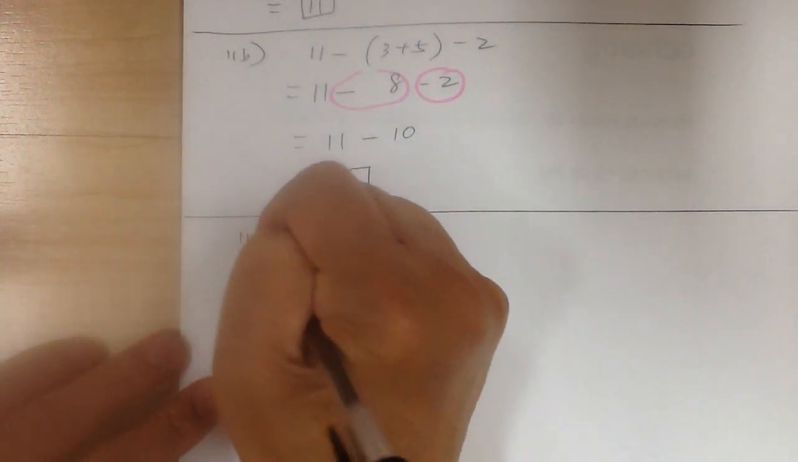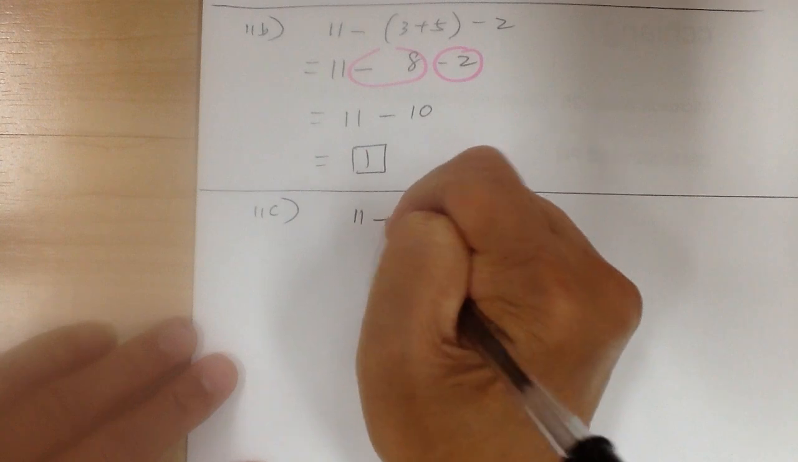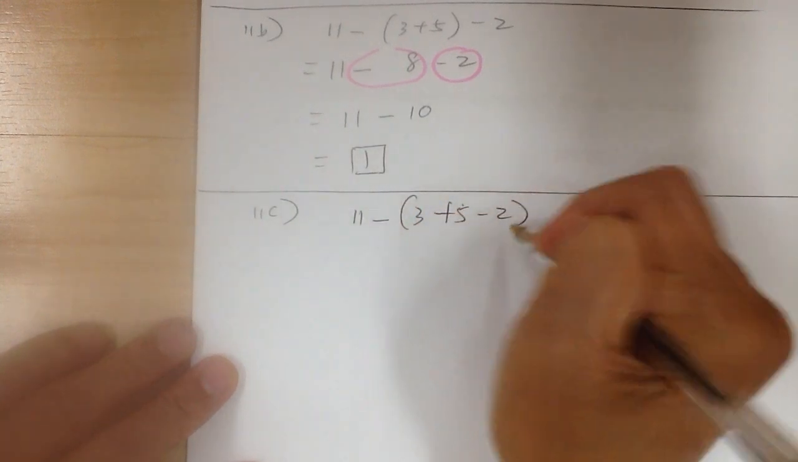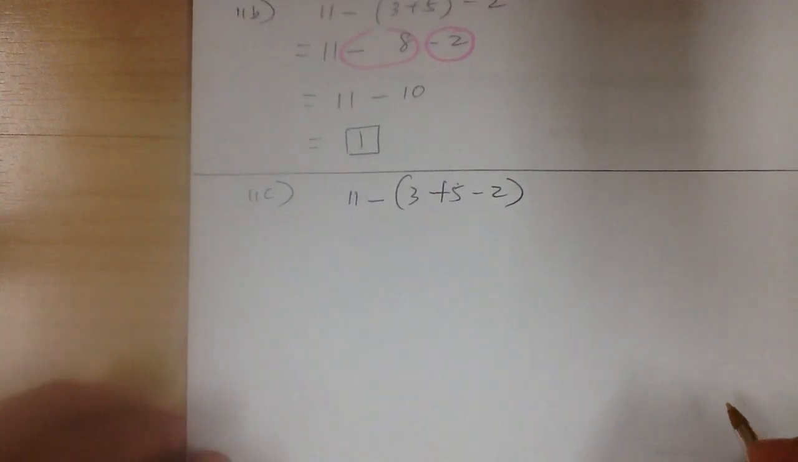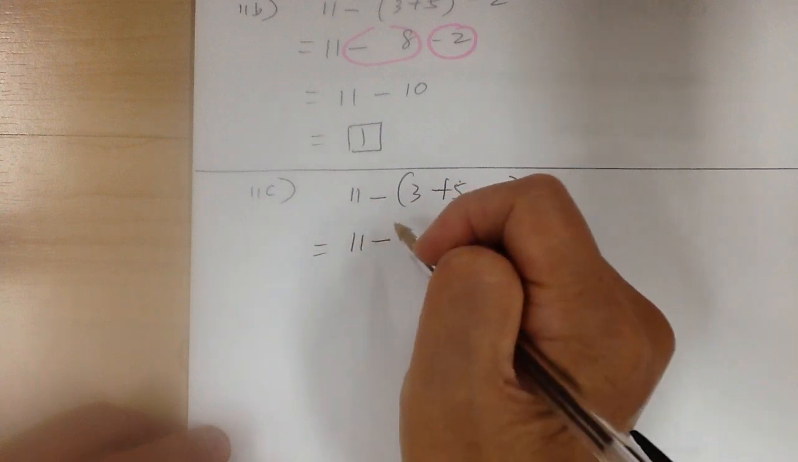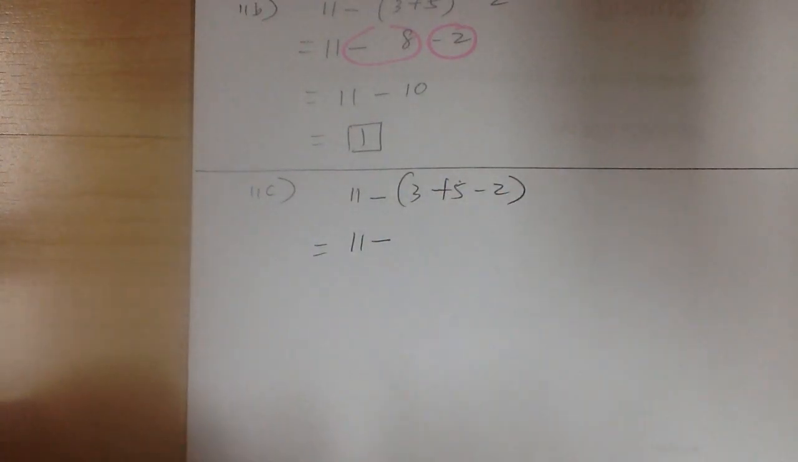Okay. Let's go to 11c. You have 11 minus parentheses 3 plus 5 minus 2. Okay, so this will equal to, so you have to work this part first. And again, you can do the same thing. You can combine the like terms first.